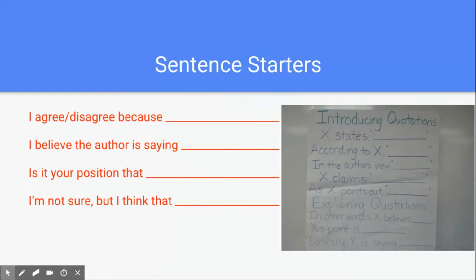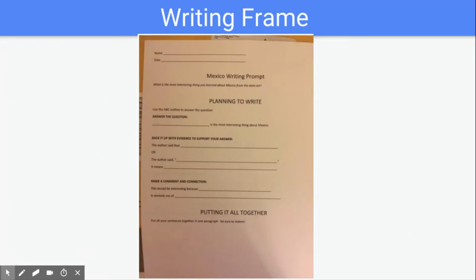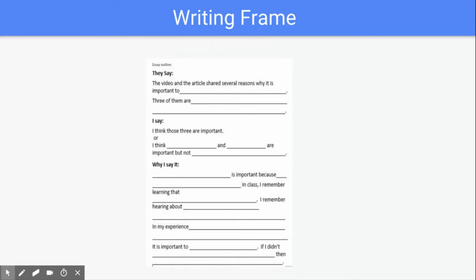Sentence starters, right? That's a pretty important go-to for most ELL teachers, just having these up on the board for students to be able to use. Writing frames are basically expanded sentence starters to help students write paragraphs or essays. Here's an example using the ABC outline: answer the question, back it up with evidence, make a comment and connection. Another writing frame, this one using the "They say, I say, why I say it" structure.